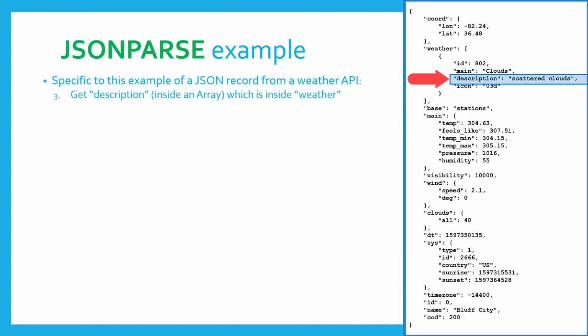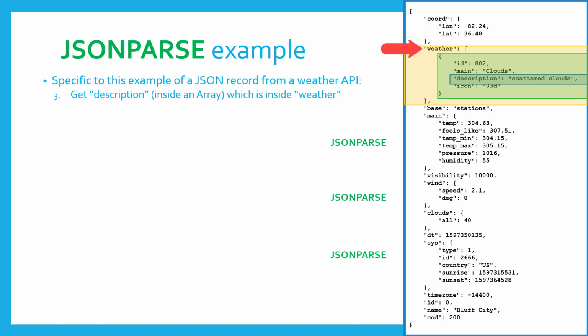Next, we want the description, but it's located inside of an array. Notice the square brackets above and below the green highlight. Notice also that the description, which is what we're after, is indented 3 times. The weird thing is, in this case, the array has only one value, a single object highlighted in green. Now normally an array would contain multiple values or objects separated by commas, but it's not so in this case. Further, this array is inside of weather. Thus, it is going to take 3 JSON parse instructions to get what we want.